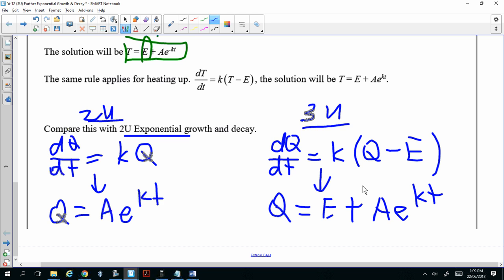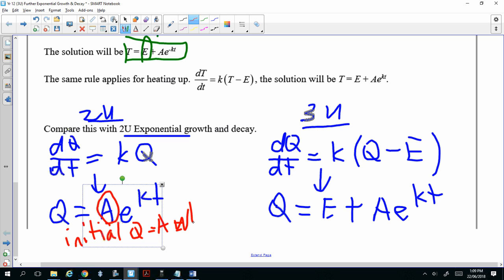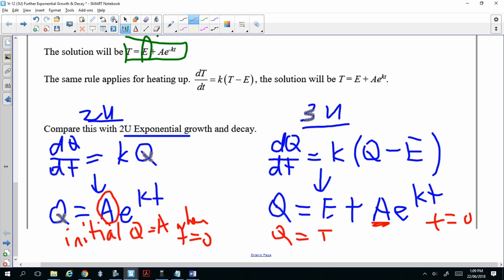Okay, now be careful that A is still the initial quantity. So Q equals A when t equals 0. Whereas this A is no longer the initial quantity, because when you put t equal to 0, the initial quantity is actually E plus A. So there's a difference between that.